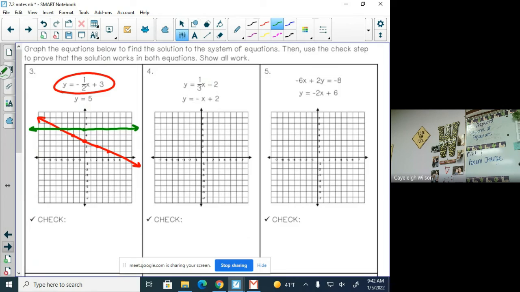So the difference here is that if it's y equals a number and it's missing the x, it will always be a horizontal line. Okay? If it's x equals some number, which means it's missing the y, it's going to be vertical.